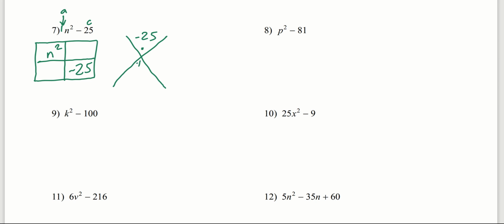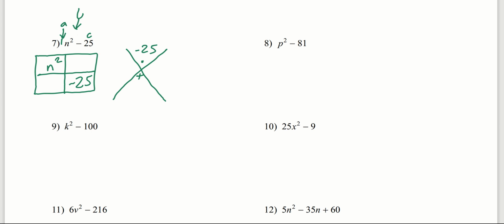The part where it's a little bit stranger is on the bottom of the X, I usually put b, which is the number in front of n, but there is no term that says n. And so if that's the case, we talked about how I just want to put a 0 there. So I would need to figure out the two numbers that multiply to negative 25 and add to 0. And those two numbers would be negative 5 and positive 5.